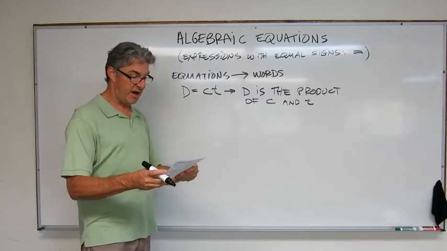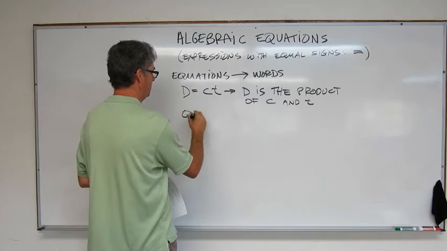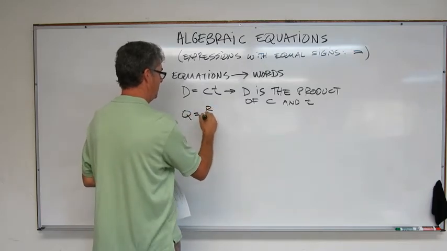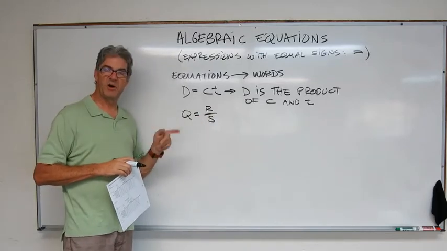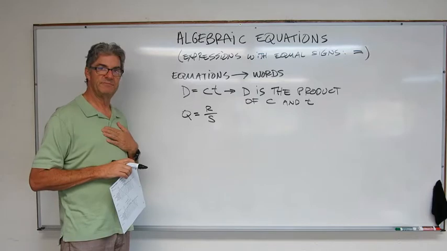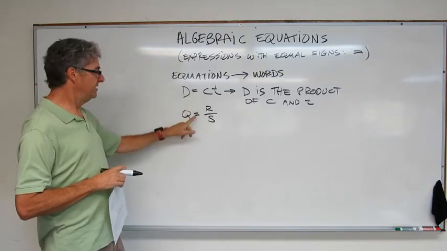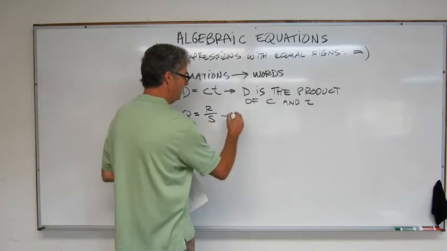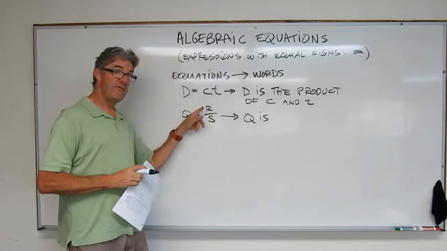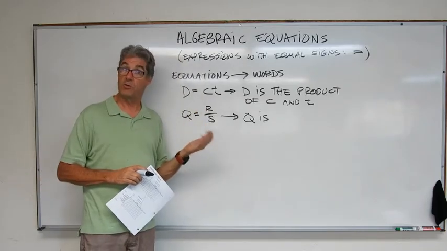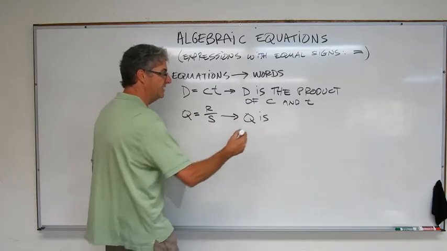Okay? Let me give you one to try. So Q equals R over S. Pause the video, give it a shot. Okay, let's see how you did. So what we do here is we go Q is. Now, a fraction is also called a quotient. So what we're going to write here is Q is the quotient of R and S.